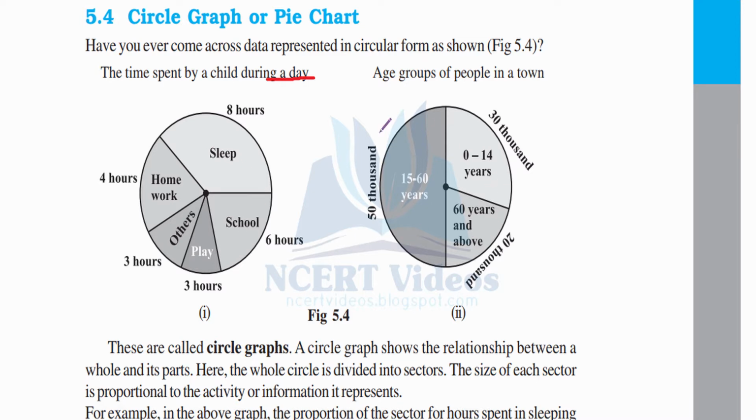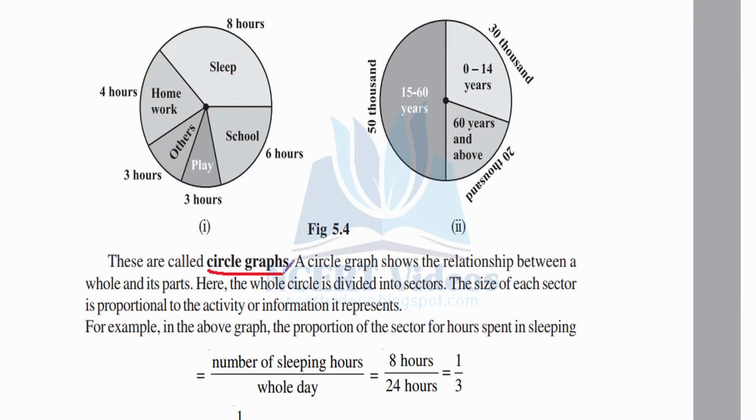So we observe that these types of graphs, that is circle graphs, can provide us with a lot of information in terms of small chunks, which we also term as sectors on this circle. So these are called circle graphs. A circle graph shows the relationship between a whole and its parts. So whole means complete event. Therefore, if we observe here, we are talking about a population, which is an event, and out of it, we are talking about different parts.